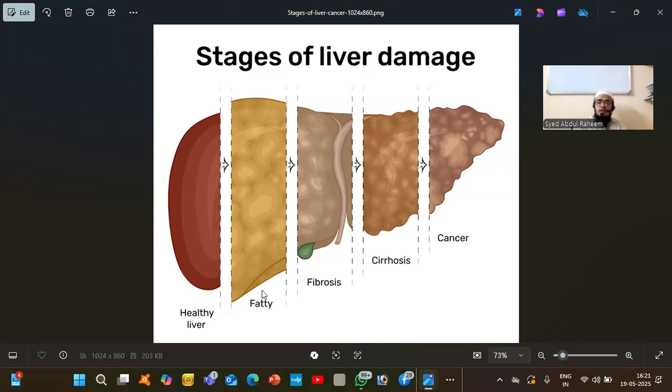Okay, so here we have one image showing the different stages of liver damage. First a healthy liver, then fatty liver, then fibrosis, hardening of the substance, then cirrhosis, which is damage of the liver, then cancer, death of the cells of the liver and conversion into a different form. So for all this: liver tumor, liver fibrosis, liver cirrhosis, liver cancer.